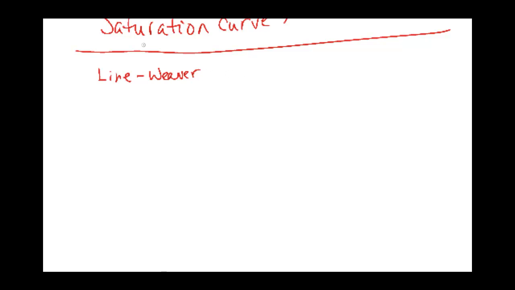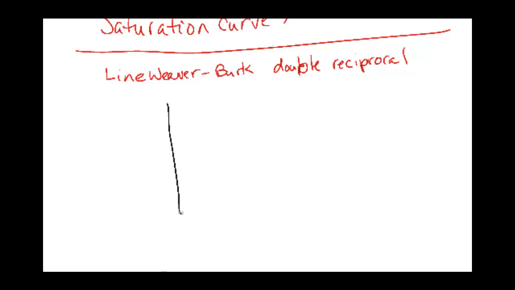Oops, Lineweaver's one name, isn't it? This is what happens when you make videos at 2 a.m. And it's actually called a double reciprocal plot. It's a formal name, but most people just refer to it as a Lineweaver-Burke, and you know that it's double reciprocal. And as the name implies, the axes are both going to be reciprocals.